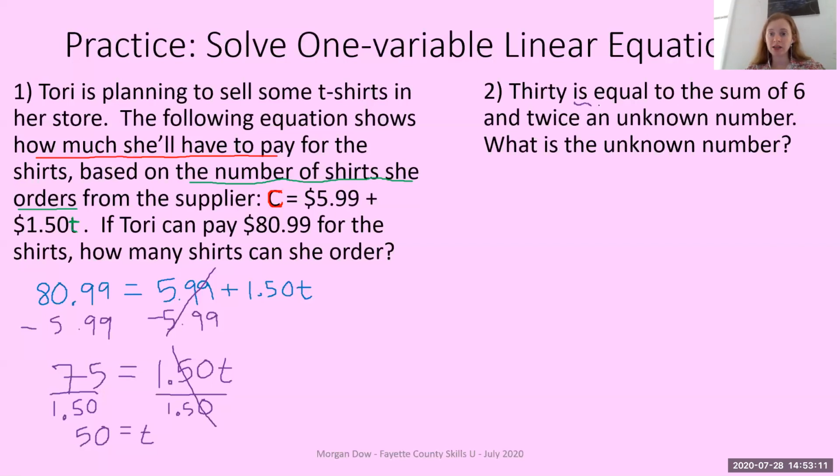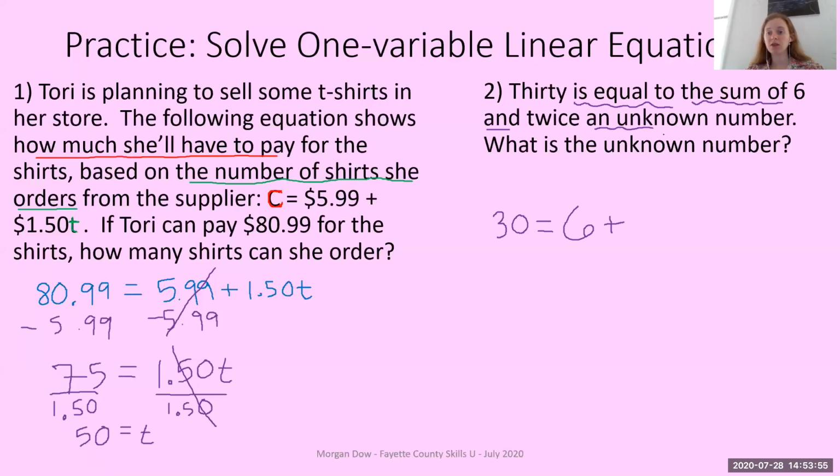It says 30 is equal to. Right away, I'm going to start translating this into an equation. 30 is equal to. And then I see the sum of. What does sum mean? If you're looking at your keywords handout, you'll see that sum means addition. So sum is what you get when you add two things together. So we have the sum of 6 and something else, right? The sum of 6 and twice an unknown number.